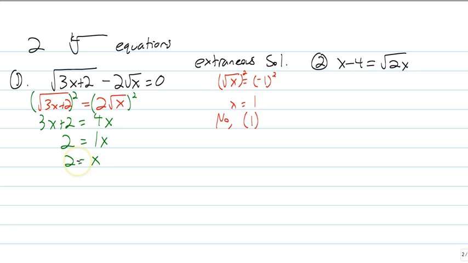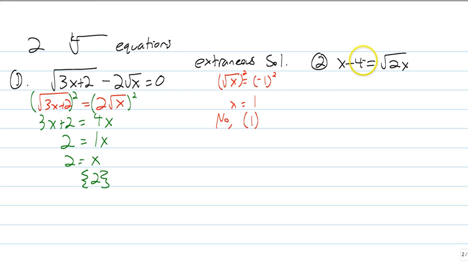So we got 2. I plugged 2 back in just to double check. 2 times 3 is 6 plus 2 is 8. Minus 2 root 2, that's the same thing. 2 root 2 is the same thing as 8, that works. So you got 2 as an answer. Alright, let's do this next one.